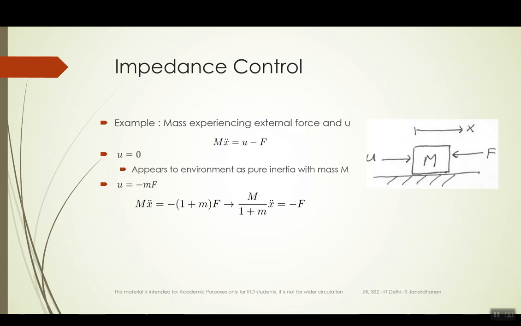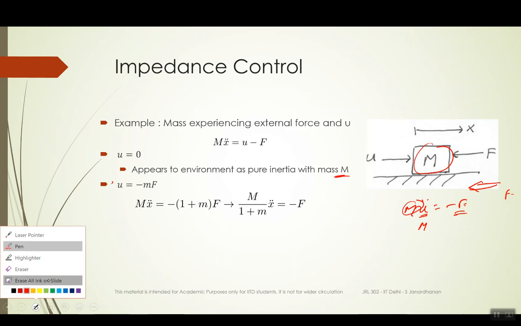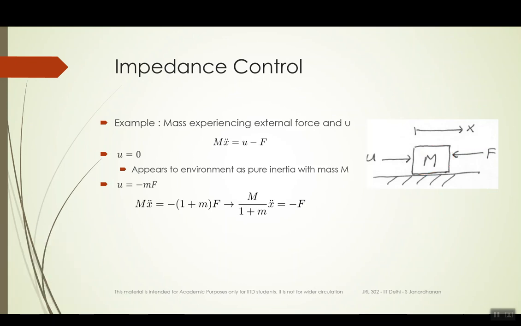Okay, now when U is equal to 0, with respect to the force, the environment, that is whatever is applying this force, sees a mass m. So you will have m x double dot is minus F. So for this force, the mass actually appears as a pure inertia of mass m. Okay, the block appears as a pure inertia of mass m.